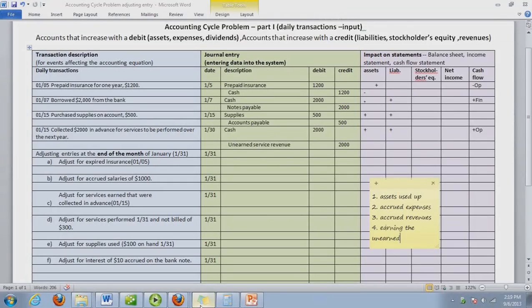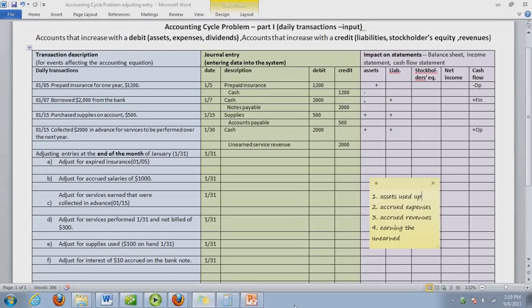If we think about the categories of adjusting entries: assets used up, accrued expense and revenue, earning the unearned, we need to decide first what type of adjusting entry we need. Prepaid insurance is definitely an asset, and the asset is being used up, so the first category would make the most sense. Assets used up, assets go down, and we need to recognize an expense. Recognizing an expense is always true.